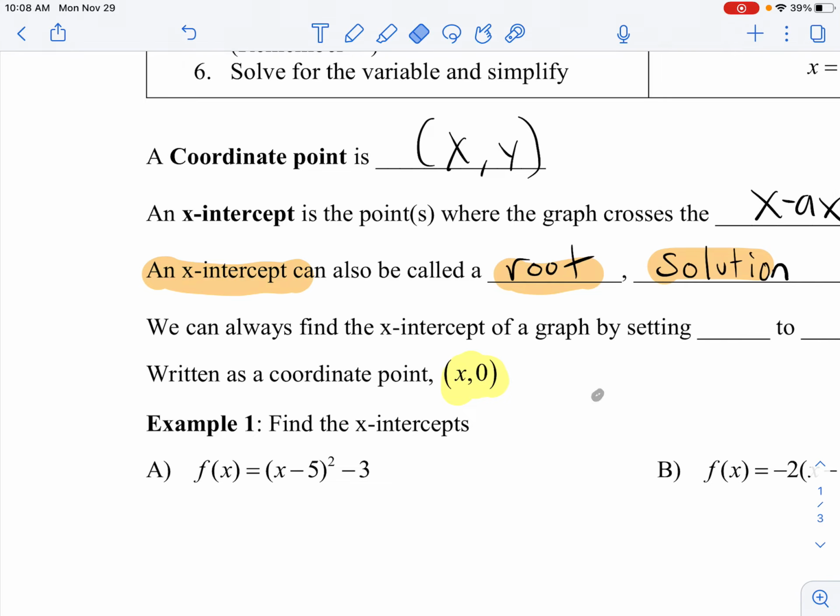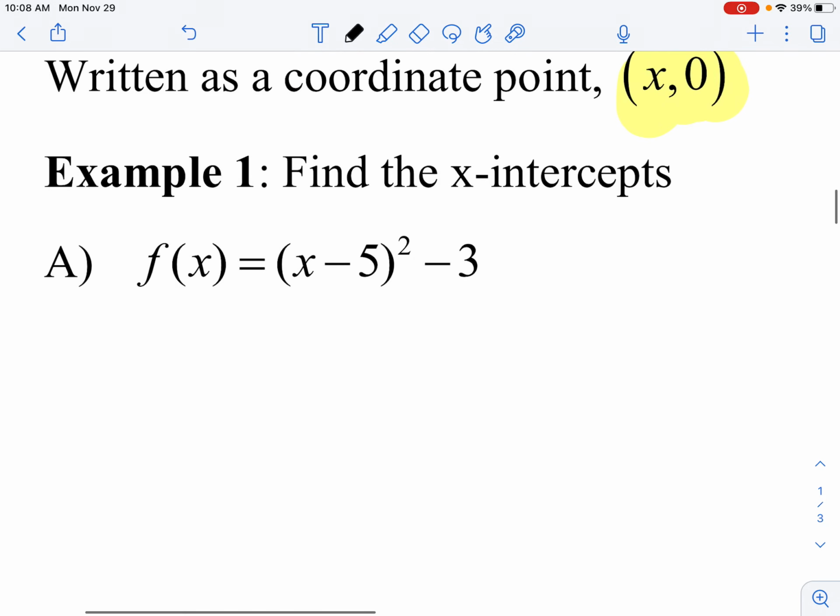So example 1. Find the x-intercepts. What that means is we need to set y to 0. But we're looking at this and we say, oh, hold on, I do not see y anywhere. Well, fun fact, f of x is the same thing as y. This is the same thing as saying y equals (x minus 5) squared minus 3. So f of x is the same thing as saying y, so we set that to 0.